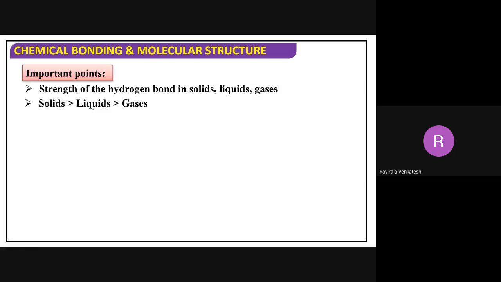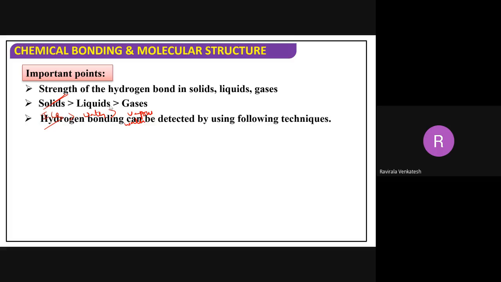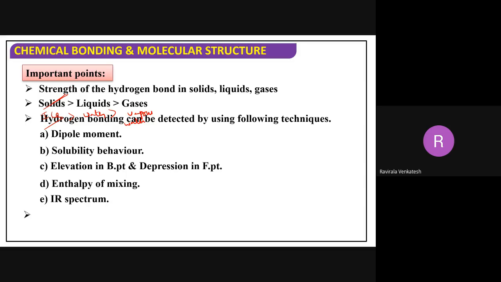Regarding strength, hydrogen bonding will be strongest in the solid state. If anybody asks about ice, water, and water vapor, in which case is hydrogen bonding strong? In the solid state. Ice has strong hydrogen bonding because the molecules compress and come near, that is the reason. This is extra information for you, no need to remember it.